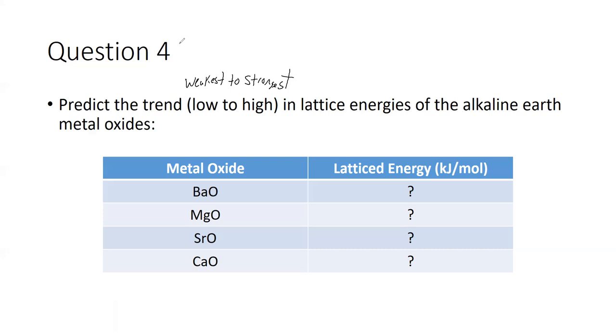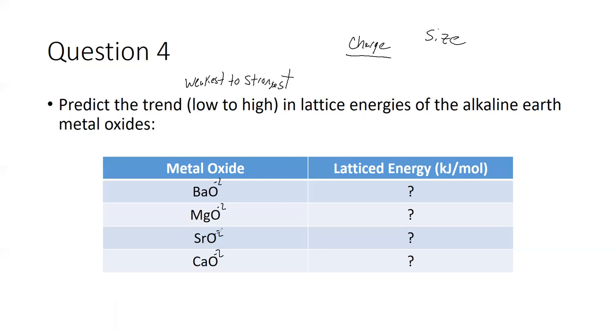All right, so let's remember the two factors that determine lattice energy strength. You have to look at the charge, and you have to look at the size. And remember, charge is more important than size. Using the skills we have built all semester, hopefully we're getting comfortable with knowing the charges on atoms. Oxygen in an ionic compound will always be minus two. Well, 99% of the time it will be minus two.